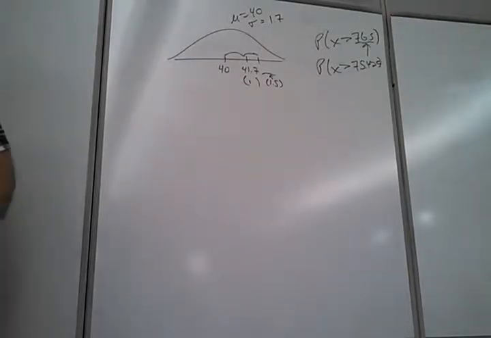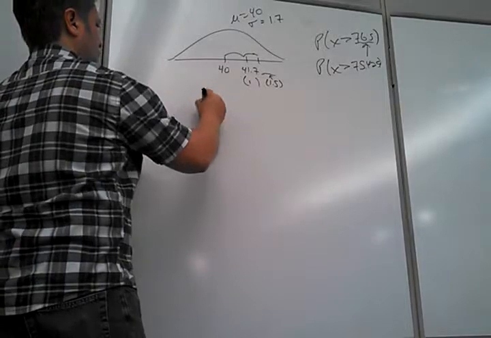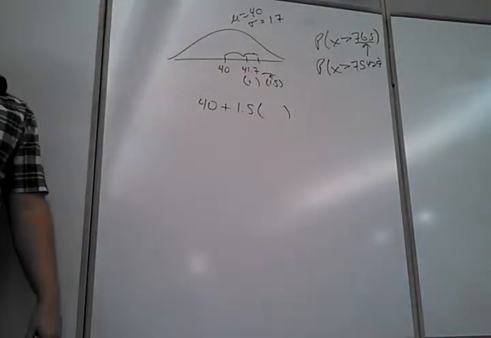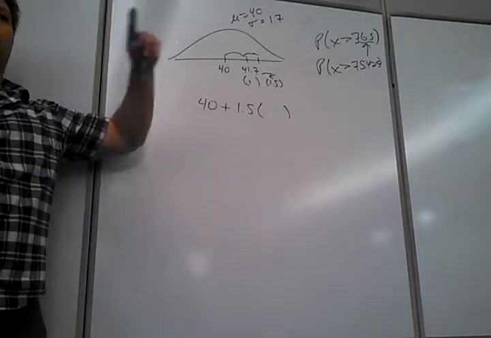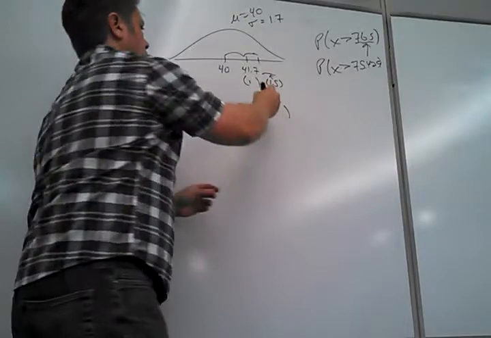This is actually not even a statistics problem. It's more like an algebra problem. Just the wording is strange. 42.4. How'd you get that? 40 plus 1.5 steps, right? That's the quick way to do it. I want to start at 40 and I want to go 1.5 steps up. Well, how big is each step? 1.7.